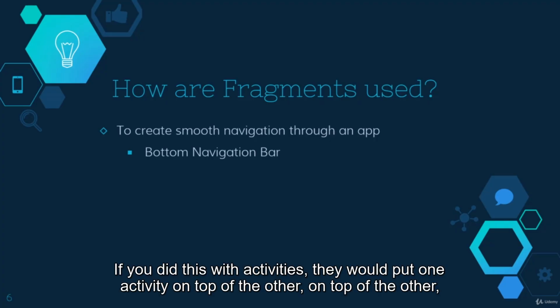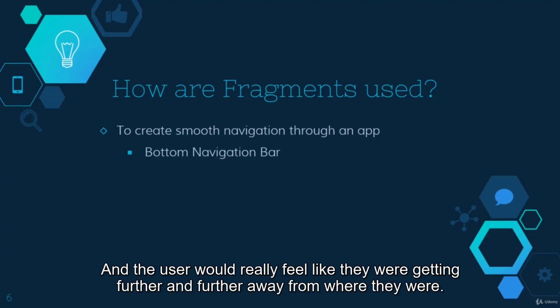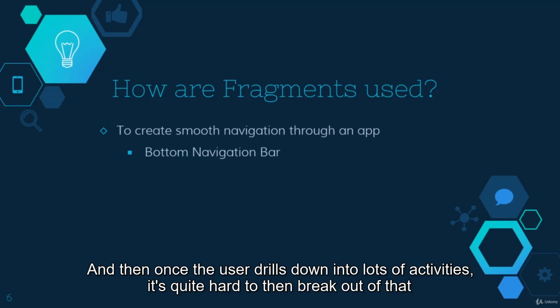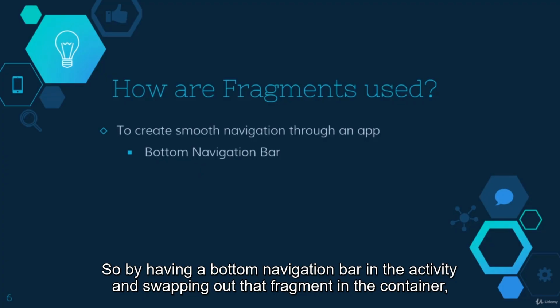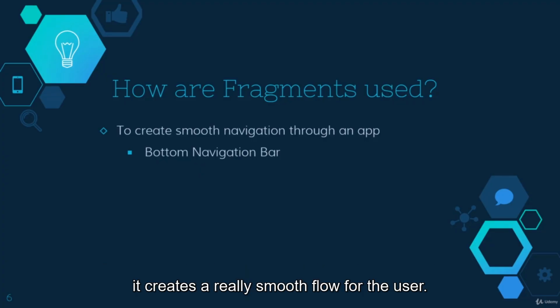or going anywhere. If you did this with activities, it would put one activity on top of the other, on top of the other, and the user would really feel like they were getting further and further away from where they were. And then once the user drills down to lots of activities, it's quite hard to then break out of there and go to one of the other bottom navigation options. So by having a bottom navigation bar in the activity and swapping out the fragment in the container, it creates a really smooth flow for the user.